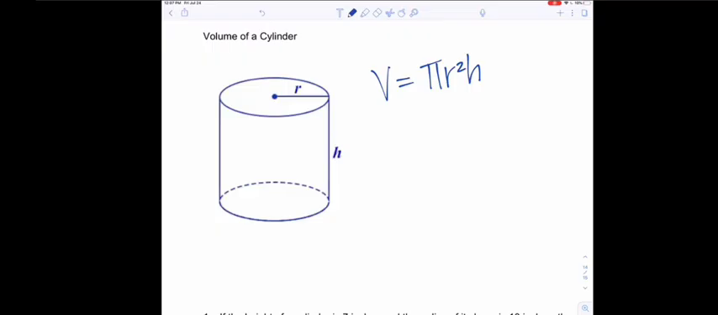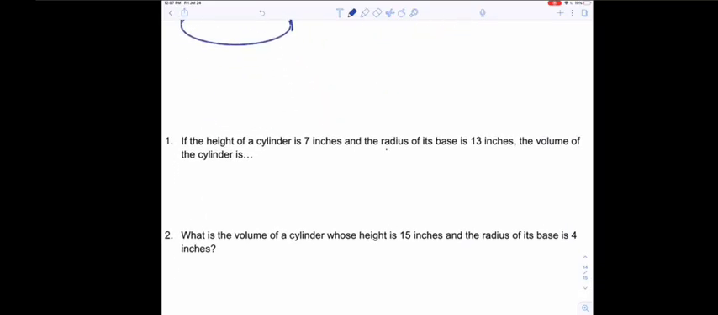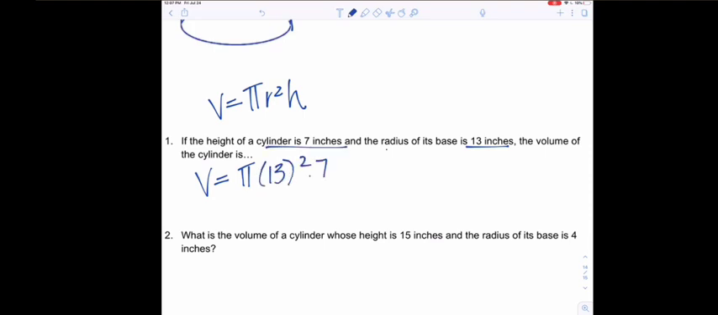The reason we have the formula is because a cylinder has a circle here, but it also has height. So it has the area of the circle times the height. All right. Let's see what that looks like in a question. If the height of a cylinder is 7 inches and the radius of its base is 13 inches, the volume of the cylinder is. All right. Let's just plug stuff in. Remember, it's volume equals pi r squared h. So volume equals pi, the radius is 13 inches, so 13 squared, times the height, which is 7 inches, so times 7.